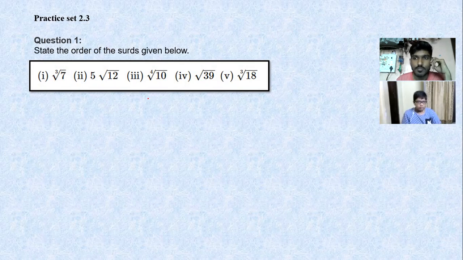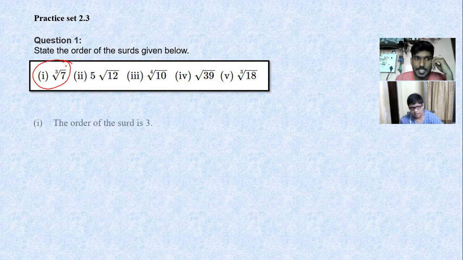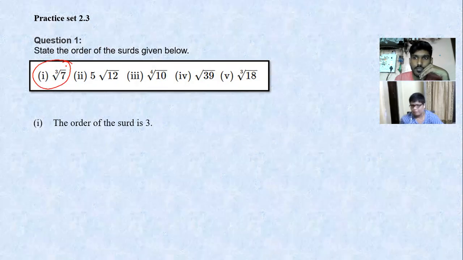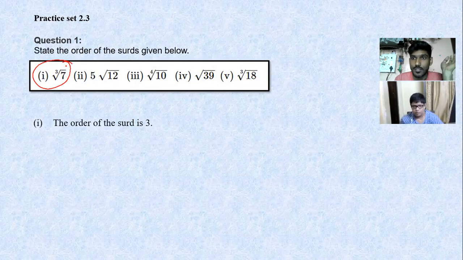Unmute yourself. For first one, this one. What is the order? 3. Correct. The order of the surd is 3. For the second one, what is the order? 5. 5 is not. 5 is just a number before the surd. It is square root 12. 5 square root 12. So what is the order?